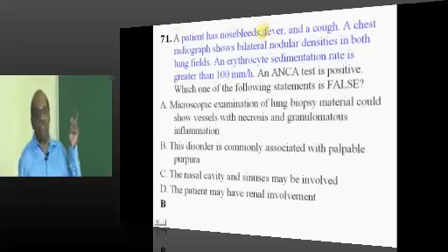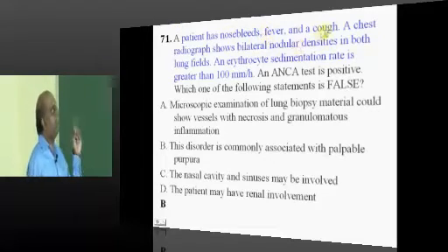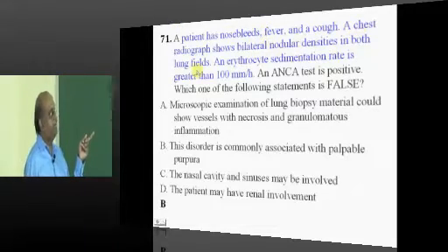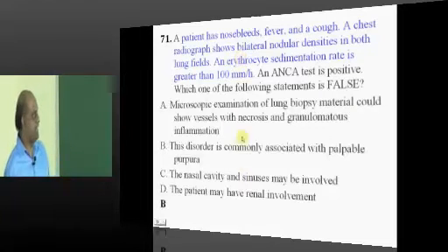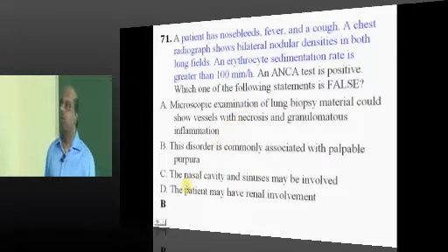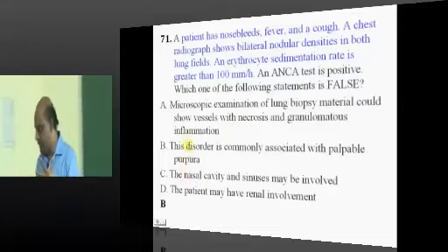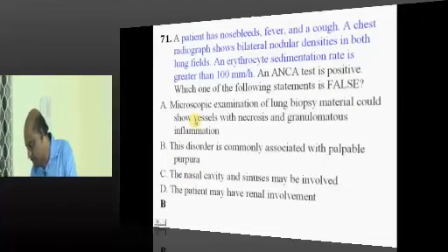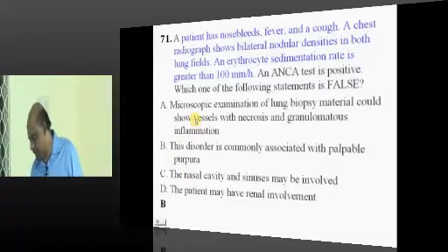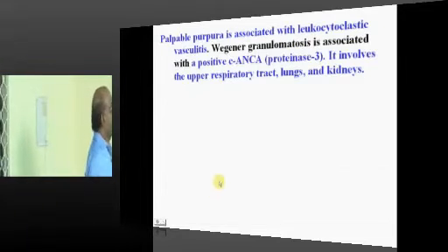Now there are nasal bleeds, fever with cough and bilateral nodular densities. What does this basically suggest to you? I think the voice is clear. That's good.